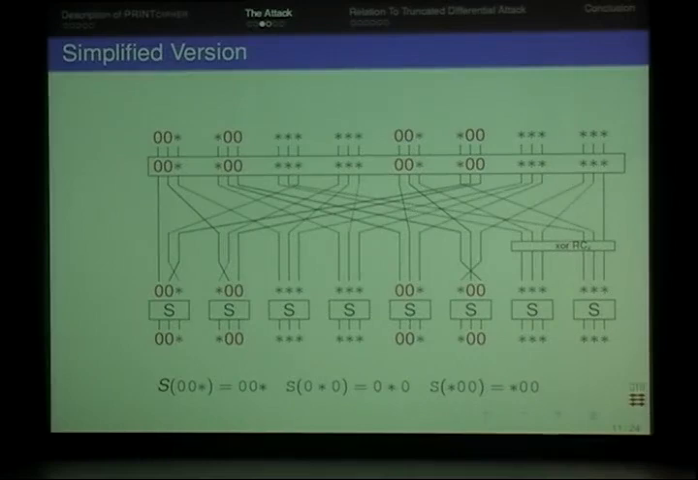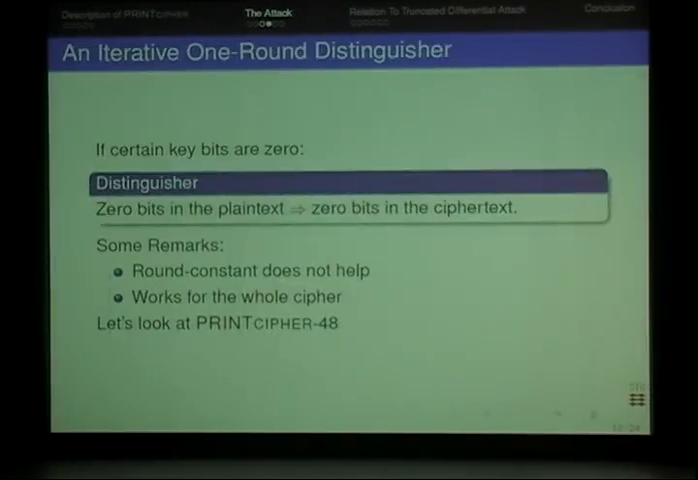Yeah, so I start by a plain text where I fix some bits, and then after one round, I have again some bits fixed to 0. And the main point then is that those things are actually the same. And because they are the same and the round keys are all the same, this property iterates over any number of rounds, basically. So this means if certain key bits are 0, and I fix certain bits in the plain text to 0, then I get also 0 bits in the ciphertext. As I said, the round constants do not really help, because there no bit is fixed where the round constants are XORed, and it works for the whole cipher.